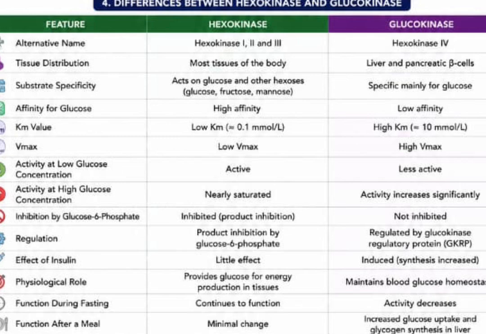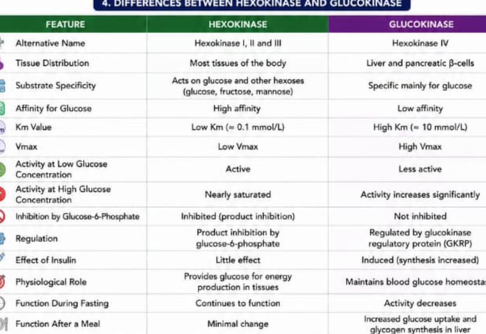Inhibition by glucose 6-phosphate. So now listen, hexokinase is inhibited by glucose 6-phosphate. When glucose is converted to glucose 6-phosphate, at a high amount of glucose 6-phosphate, hexokinase is inhibited. But glucokinase is not inhibited by glucose 6-phosphate, it's inhibited by fructose 6-phosphate. So hexokinase is inhibited by glucose 6-phosphate, while glucokinase is inhibited by fructose 6-phosphate.